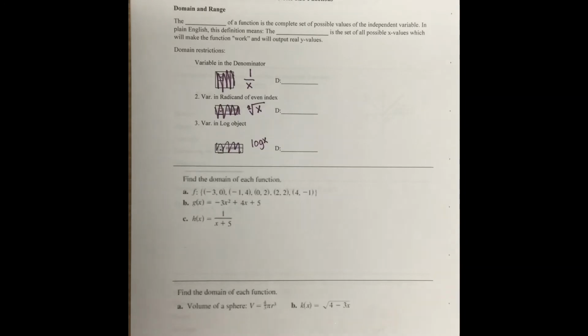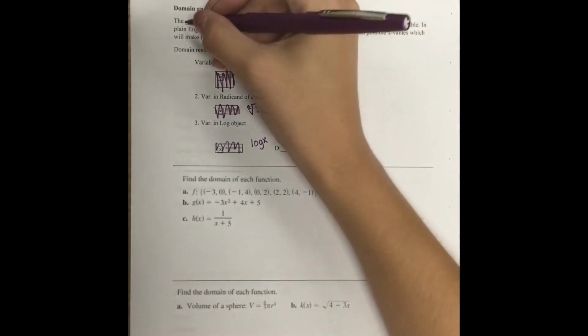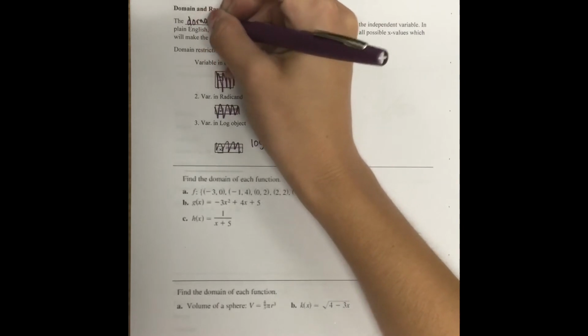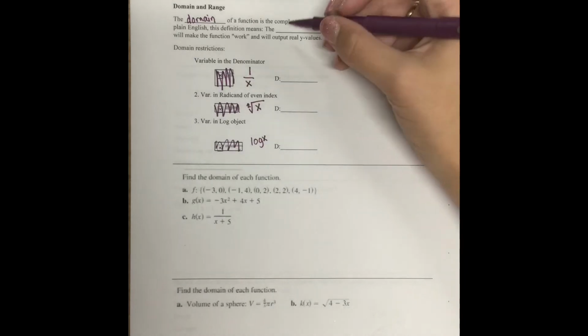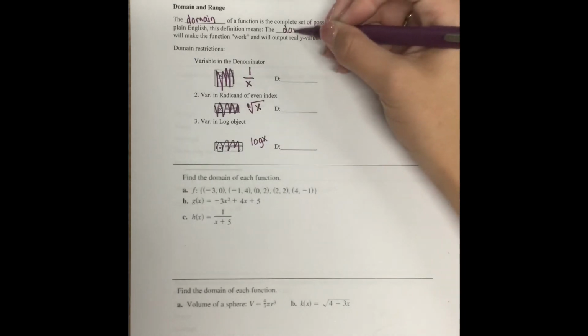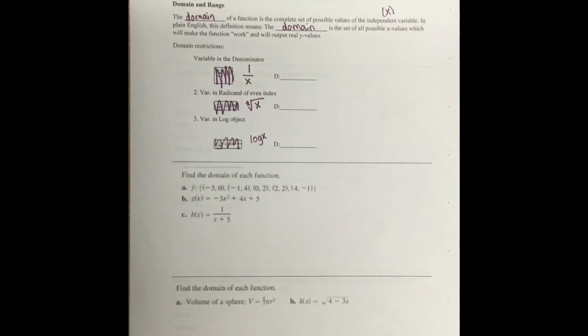So the first thing that we're going to be talking about is the domain. The domain of a function is the set of possible values of the independent variable, and that would be our x. In plain English, the definition means that the domain is the set of all possible x values which will make the function work and will output real y values. So basically anything that we can plug in for x into our function.